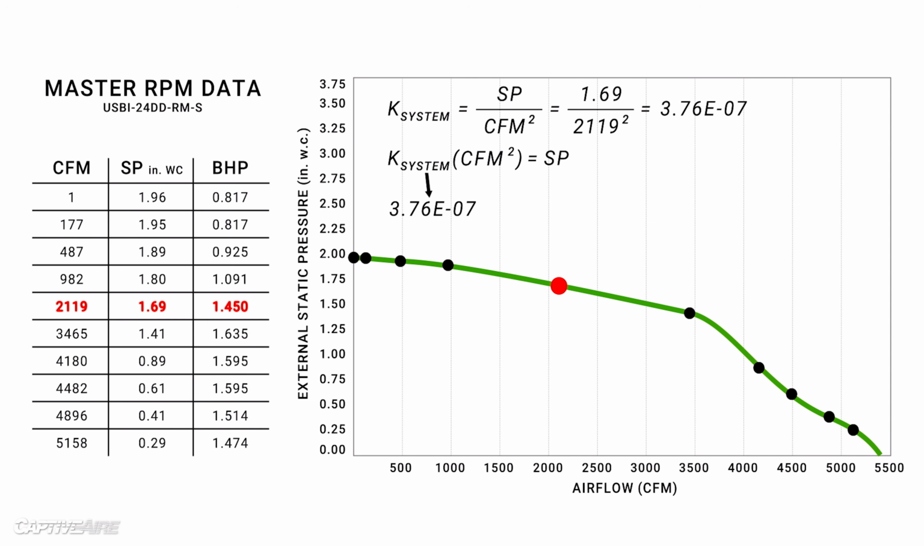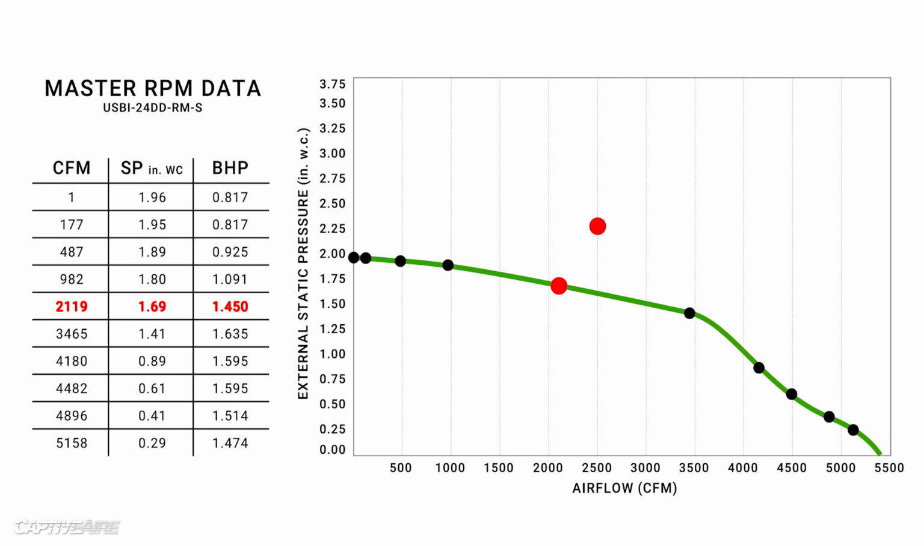So say we keep the same restriction on our fan, but speed up the fan to reach a flow of 2500 CFM. The K-factor equation will tell us how much static pressure will actually build up then, and we can plot this new point. You can see that since we're moving more air, we're also generating more static pressure at this new point. And we don't have to stop there.